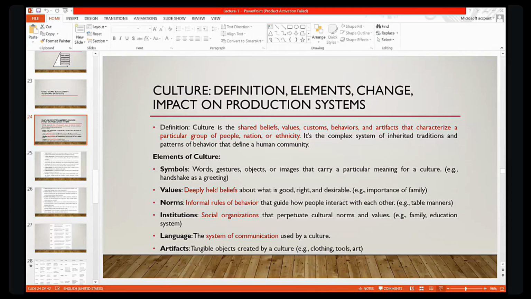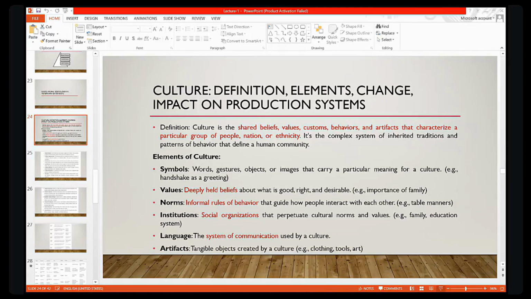And remember one thing, culture is inherited traditions and patterns of behavior over the generations. Culture transfers from one generation to the next generation. So there are various elements of culture. Culture includes symbols, meaning the words, gestures, objects or images. They are part of culture, like Madhubani painting in Bihar, Patachitra painting in Odisha. They are all part of culture.